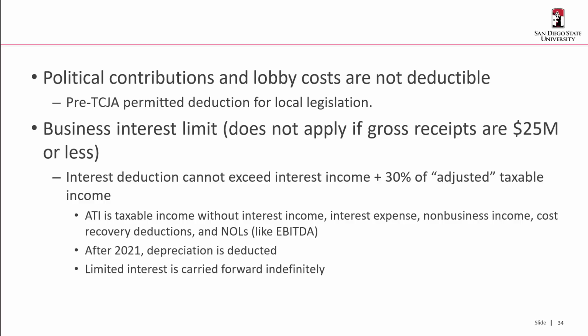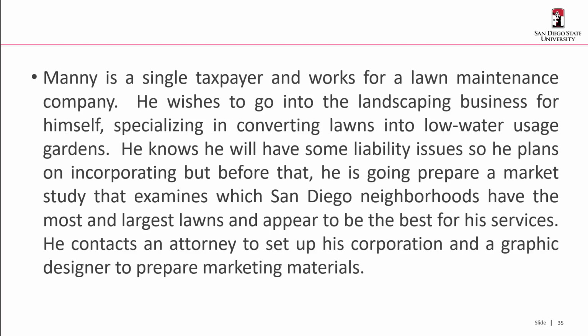Business interest limit. This doesn't apply if your gross receipts are $25 million or less. So this would only be an individual who is operating a pretty significant size sole proprietorship. It's not really geared towards that sort of entity anyway, as you can imagine with a gross receipts test of 25 million. We're really aimed at larger businesses here, but the rule is that interest can't exceed interest income plus 30% of taxable income. So it just places a limit on the amount of interest you can deduct. And I don't think we're going to spend any more time on that topic. It just doesn't fit well inside of an individual course.